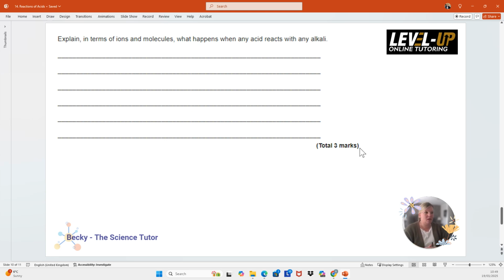So what happens when any acid reacts with any alkali? Okay, so for an acid, we need to be thinking that this is H+. An alkali produces those OH-. The molecule we're going to get produced is H2O. So basically for the 3 marks, we want to say that the H+ from the acid reacts with the OH- from the alkali and produces molecules of water, or molecules of H2O.